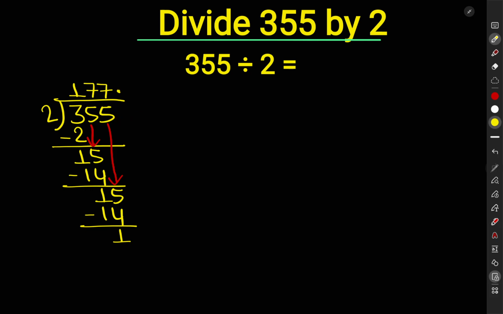So we put decimal so that we take 0 and 2 times 5 means 10. On subtracting we get 0. So 355 divided by 2 is 177.5.